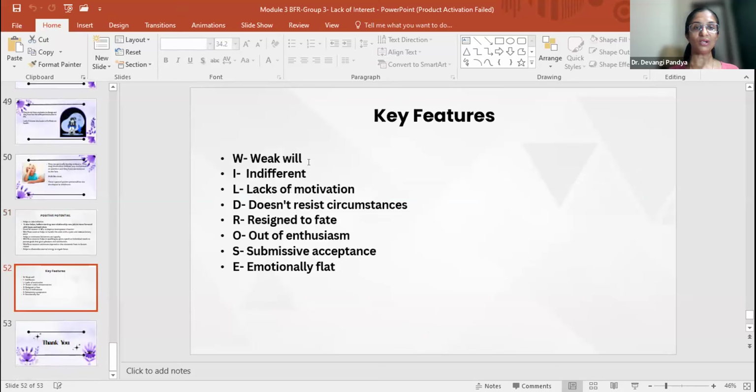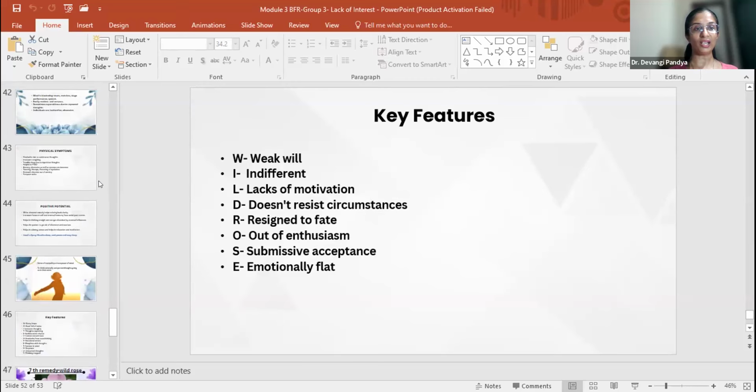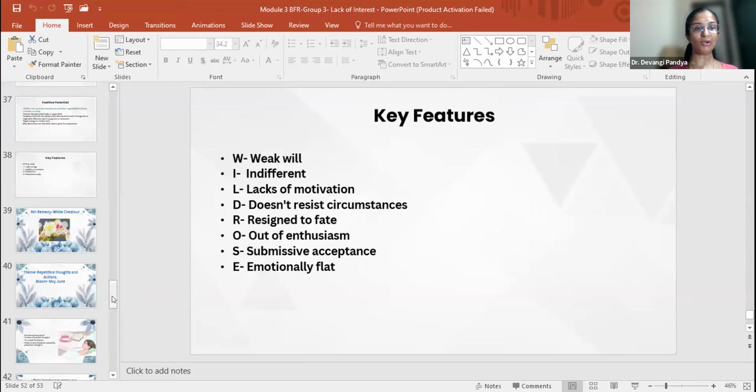What it says: a weak will, indifferent state, lack of motivation, doesn't resist circumstances, resigned to fate, out of enthusiasm, submissive acceptance, and emotionally flat. This is the mnemonic of Wild Rose, which helps us to remember it. I'll just go ahead with the main themes of the remedies.